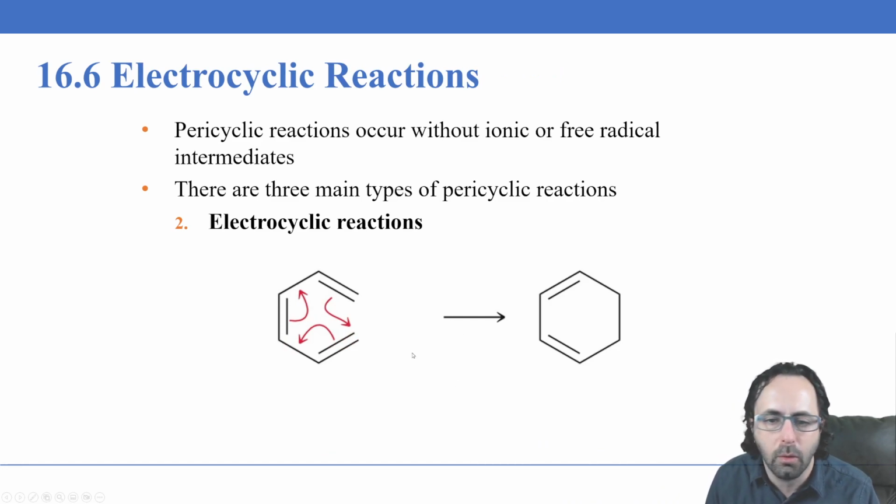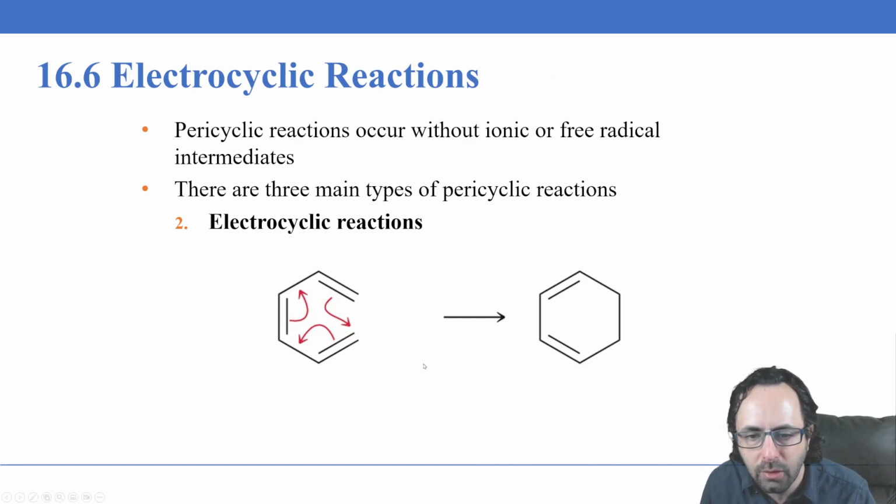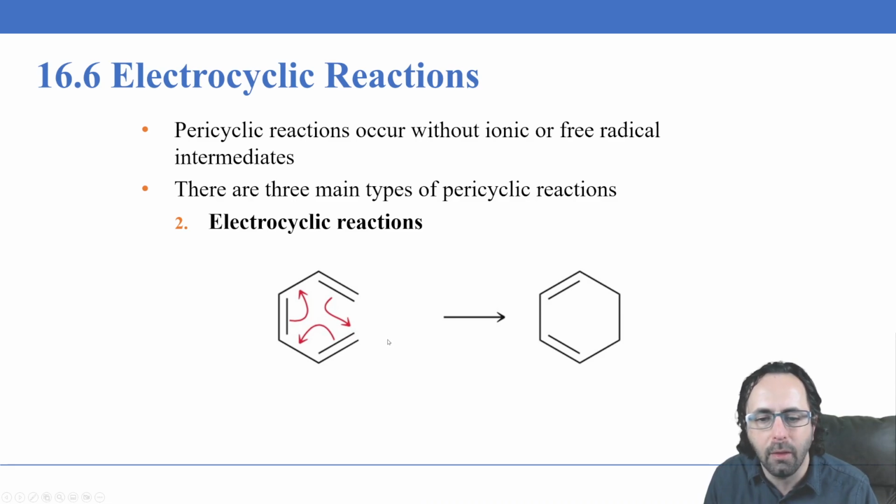Another type is this so-called electrocyclic reaction, and you can see how this can result in the closing of a ring, as you see here. So again, these electrons are in a conjugated pi bond system with these three pi bonds here, or these three alternating double single, double single, double single bonds.